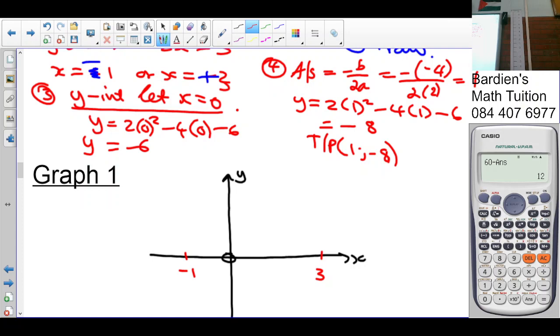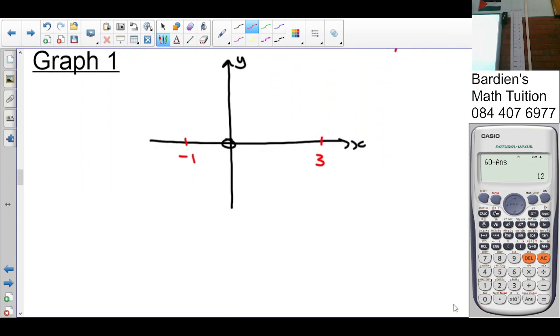Remember, in our mind's eye, this graph is a smiling graph. It has a minimum value, not so. Right. So we've got minus 1 and 3. Got a y-intercept of negative 6. So it's going to go to the bottom here, not so. Y value of minus 6. Okay? You all okay with that?